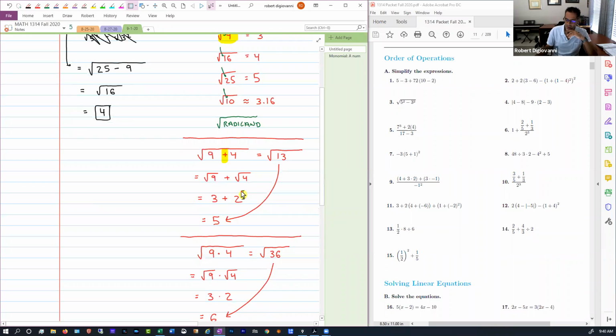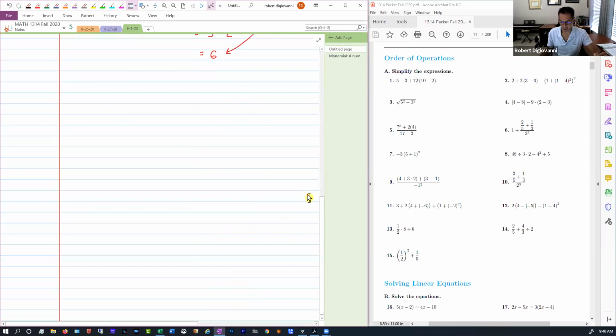Okay, let's take a look at number 4. Yeah, I have enough room here. Okay, so number 4, we have this weird bar, and we'll talk about what it is in a minute. 4 minus 8, and then the bar again, then minus 9, and then a dot, and then 2 minus 3 in parentheses. Okay, so let's first understand what that bar means.